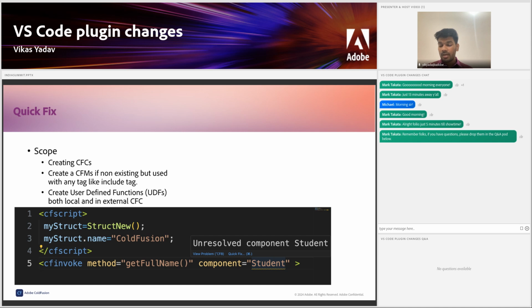Once you have a syntax error in your code, there are a few quick fixes available as part of the extension itself, but the scope is limited to creating CFCs and CFMs and creating a user defined function. Suppose you are invoking a method on a component which does not exist, it will give you a quick fix to create the component, and eventually a quick fix for creating a method if it doesn't exist.